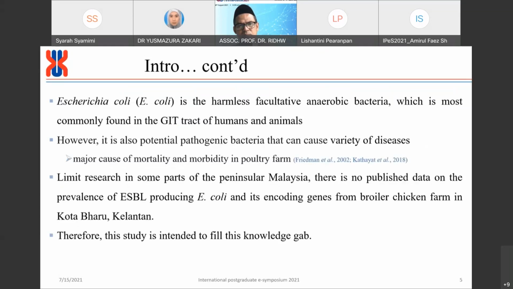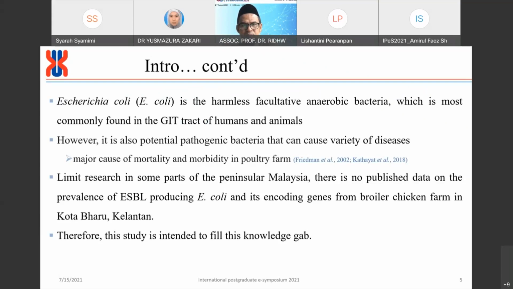As we all know, E. coli is a harmless facultative anaerobic bacteria, which is most commonly found in the GIT of human and animals. However, it is also a potential pathogenic bacteria that can cause a variety of diseases in human and animals. And it is also a major cause of mortality and morbidity in poultry farms.